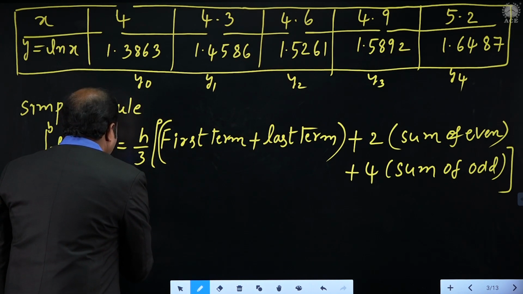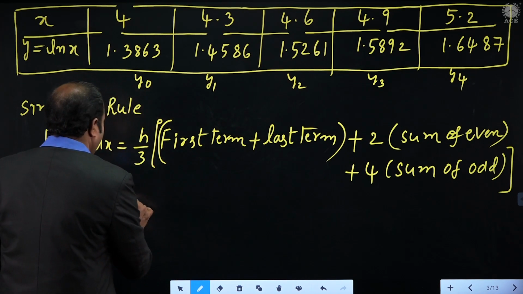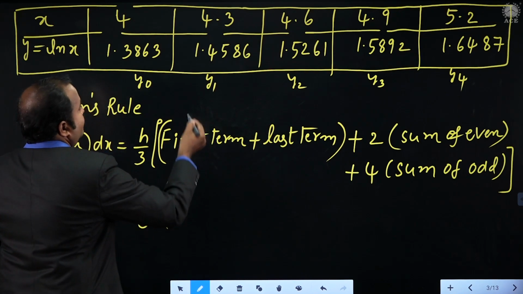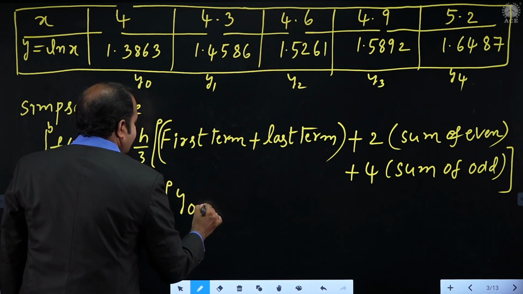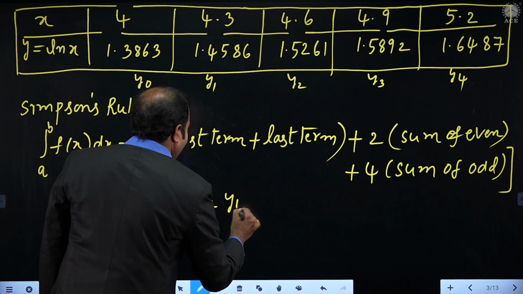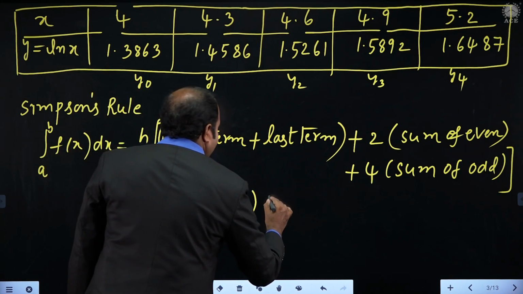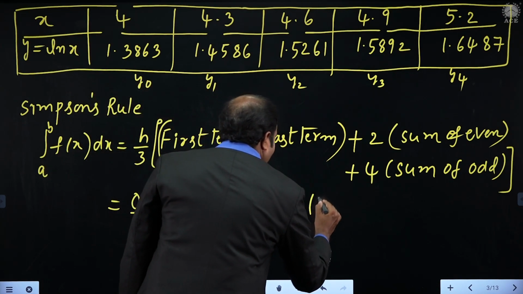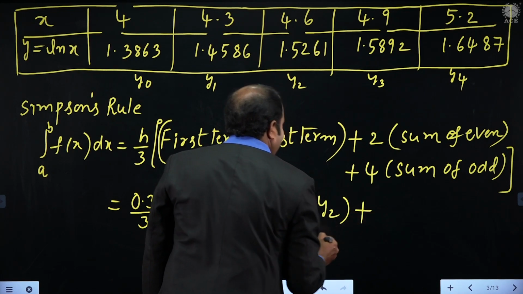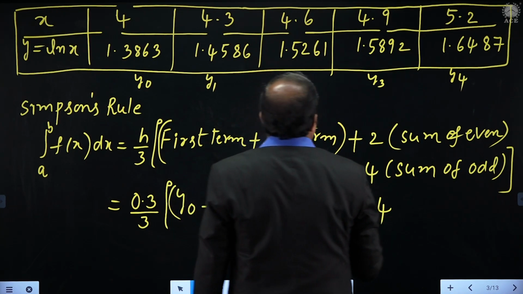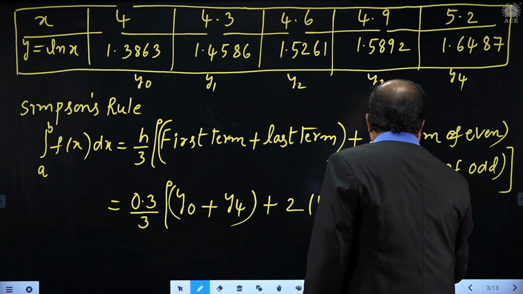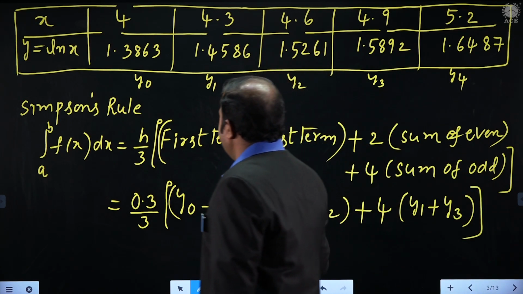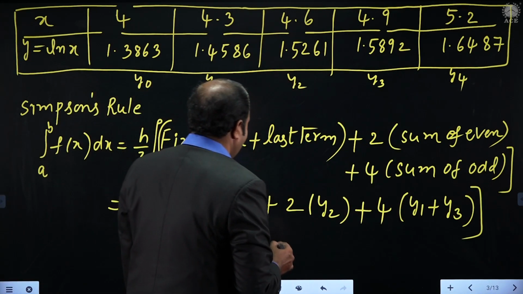So this is equal to h by 3. What is h here? h is 0.3. So 0.3 by 3 into the first term y0, the last term y4, plus 2 times the sum of even ordinates, that is the y2 term, plus 4 times the sum of odd ordinates. The remaining terms are y1 plus y3 only. So this is Simpson's 1/3 rule, or simply Simpson's rule.